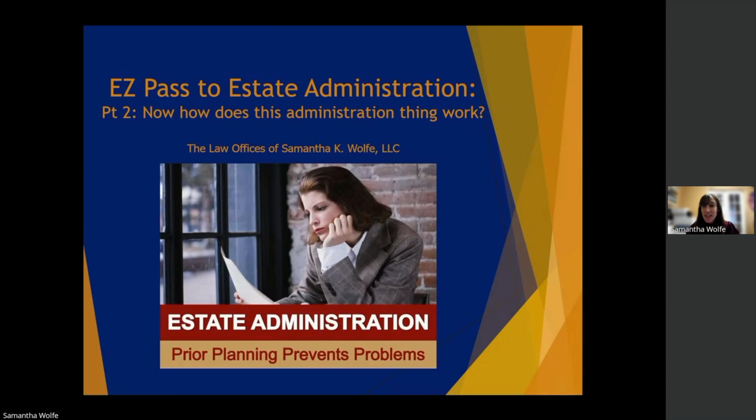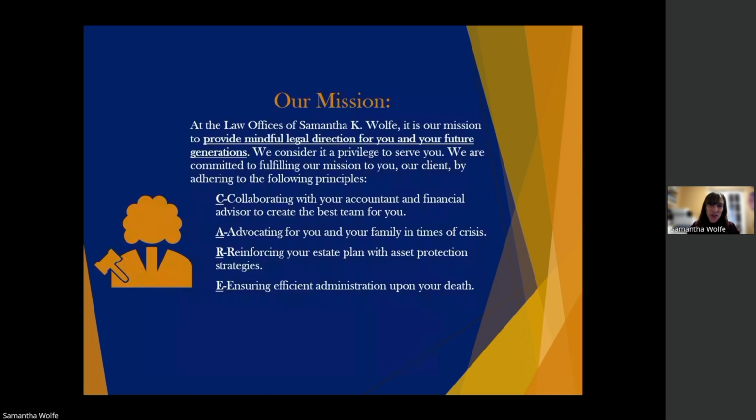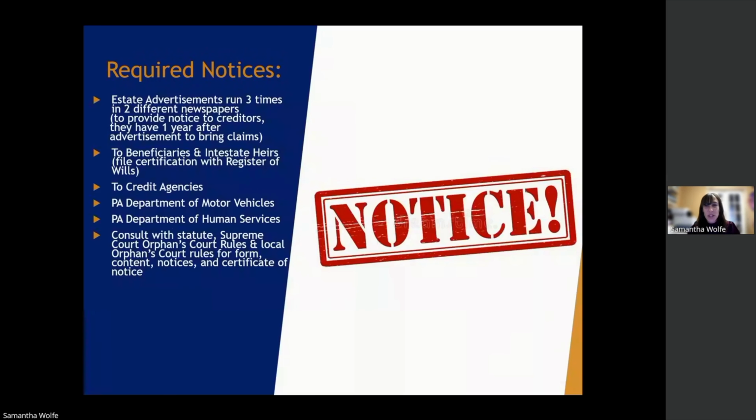So how does this administration thing work? Part one was all about the appointment of the executor and what you needed to do. Like I said in the last segment, once you've been appointed, that really gives you the green light for administration. So today we're going to talk about how you administer an estate. As we've talked about, we do these seminars as part of our mission. We feel it's really important to get education out there, to provide our clients and referral sources education so that they can learn about the different areas of law that we do.